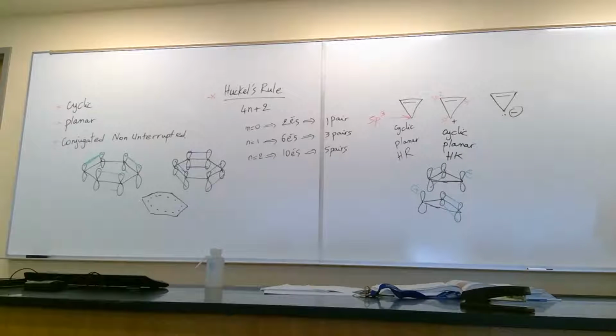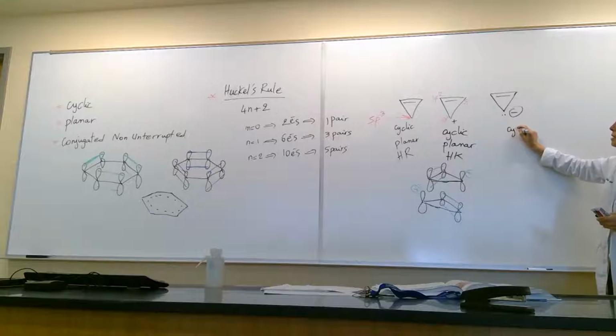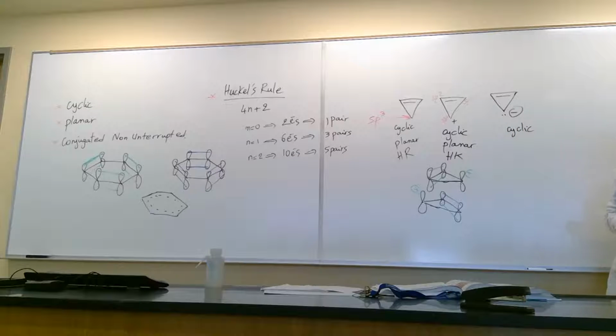So is this aromatic or not? Yes, aromatic. How about this? Yes, it is cyclic, it is planar. But this, I put it here, can also be where? Inside. So how many pairs do you have here? 2 pairs. This is part of the ring. So here we have 2 pairs. Is that good? No, so that's not aromatic.